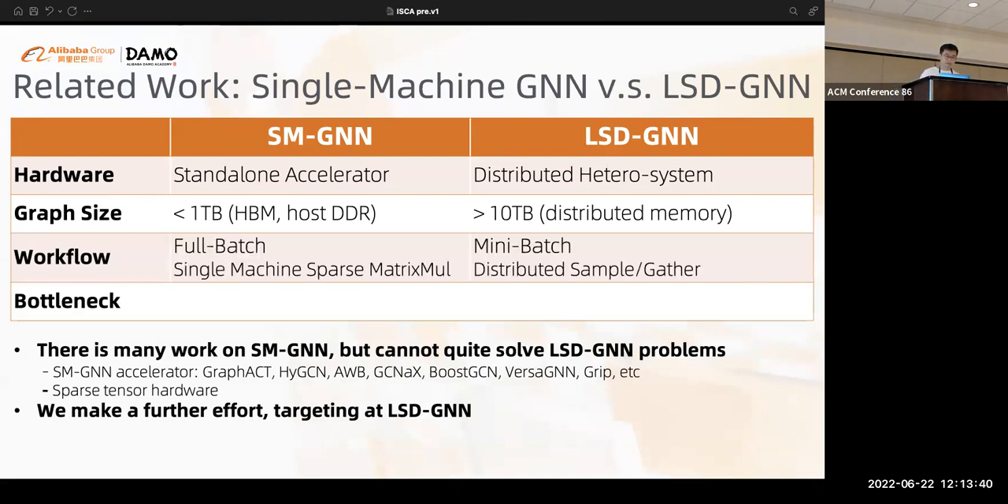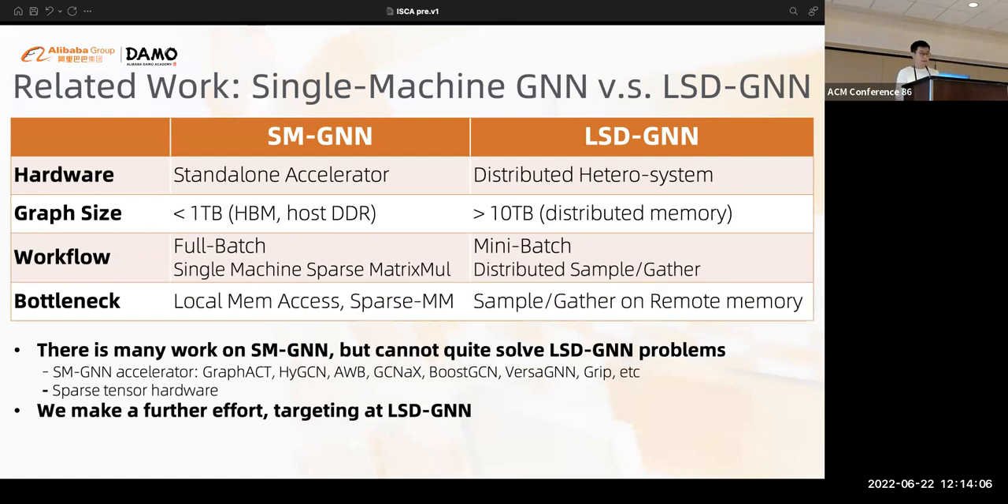For that kind of work, we found it difficult to solve the large scale GNN problem because first the workflow is different. For a small GNN, you can use full batch training, which was the last question you mentioned. But for large GNN, you can barely afford that. You usually use mini batch training. For different types of workflow, you can refer to the paper.